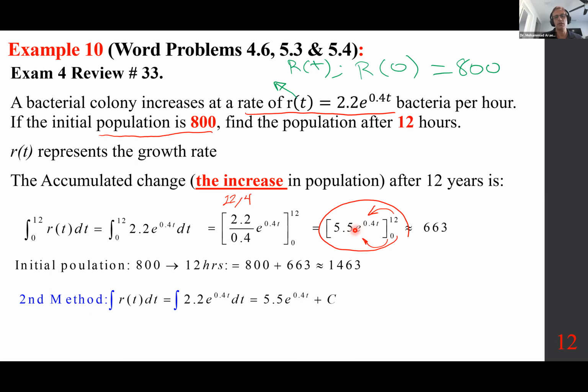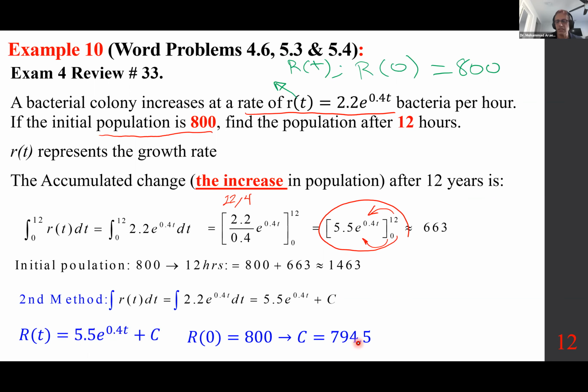Okay. We've done the work here. Now we use R of 0 equals 800. That means we replace the t with 0 and we find the constant. So this is the capital R of t. When I plug in t equals 0, this becomes 5.5. And C, they add up to 800. So it's 800 minus 5.5 or 794.5.